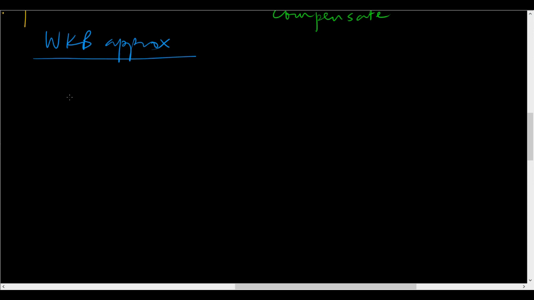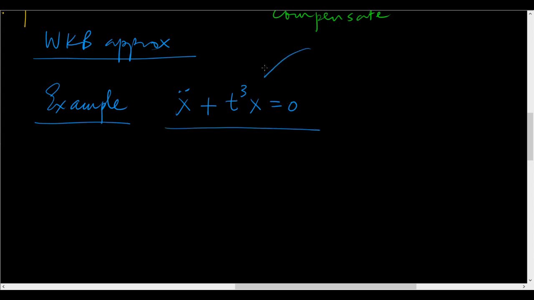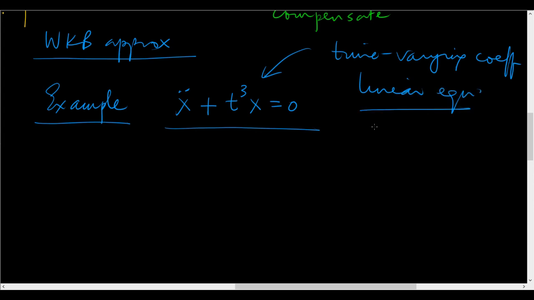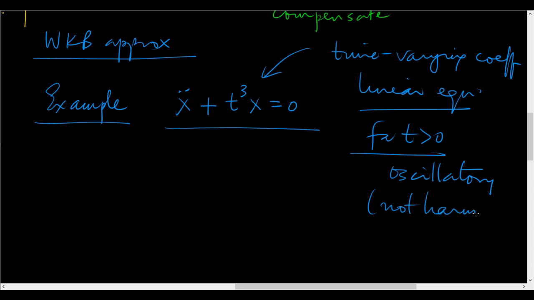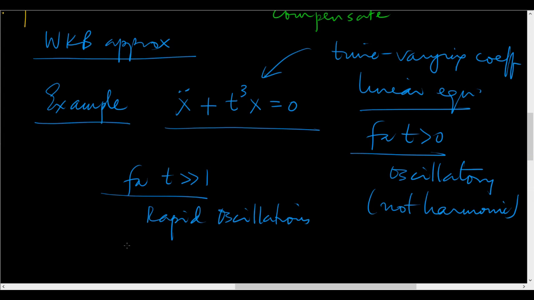Okay, so let's take an example. Let us look at this equation: x double dot plus t cube x equals 0. So you see we have a time varying coefficient linear equation. For t greater than 0 we expect oscillatory solutions but not harmonic. And for t much bigger than 1 we expect rapid oscillations, very fast. This we may expect, but what do they look like?